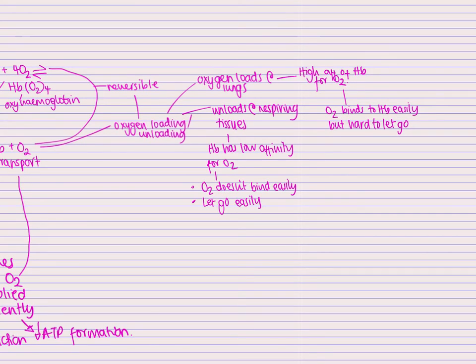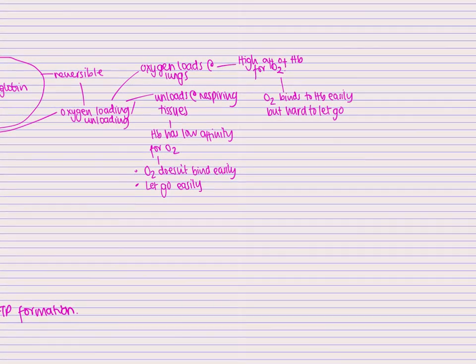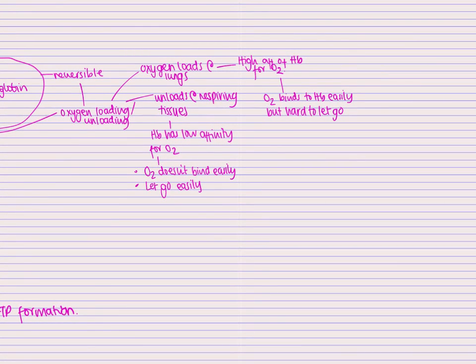Now, we know, because we've done this as part of a topic already, that the affinity of hemoglobin for oxygen also depends on the partial pressure of oxygen, or PO2.